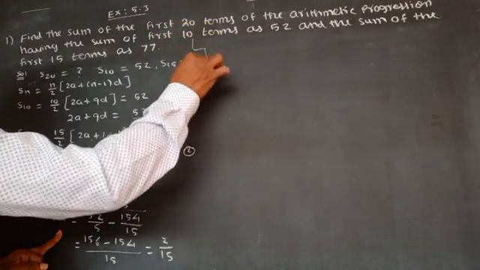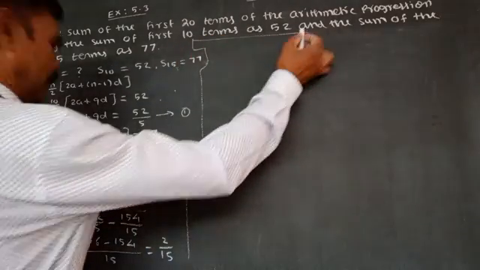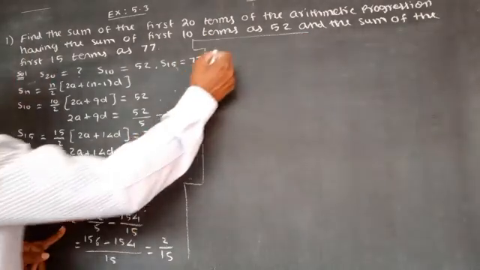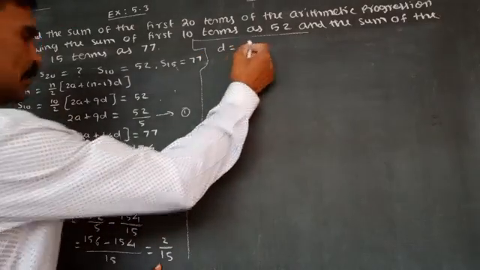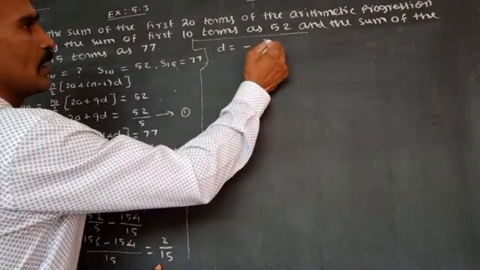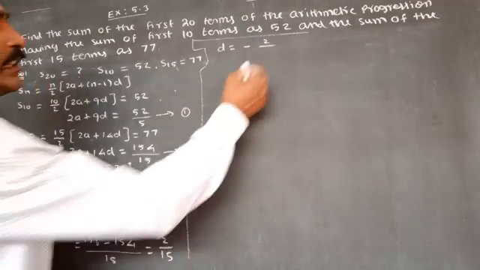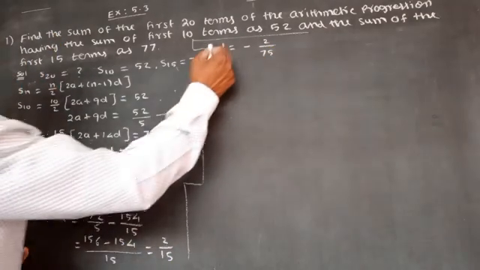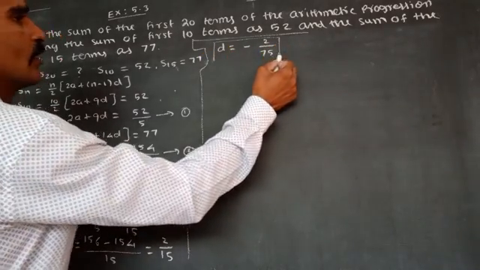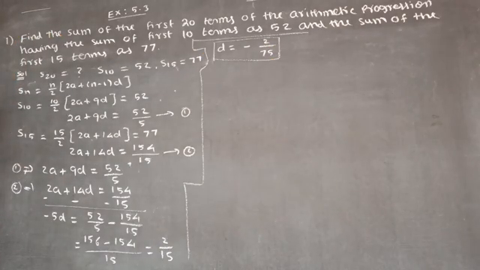Now we will find d. D is equal to minus 2 by 15 into 5, which is 75. So d is minus 2 by 75. That is the value of d. With the value of d, we can substitute in either the first equation or the second equation to find the value of a.